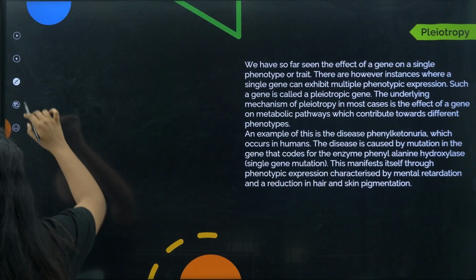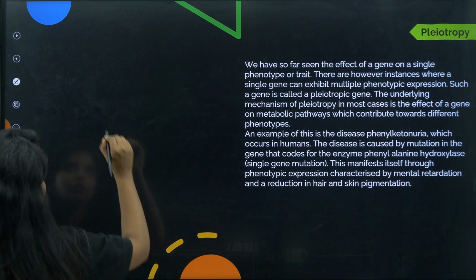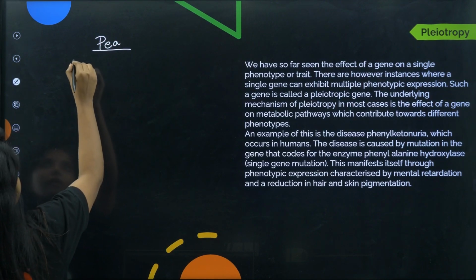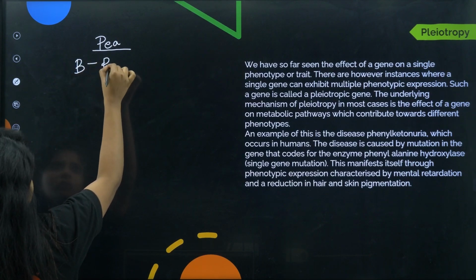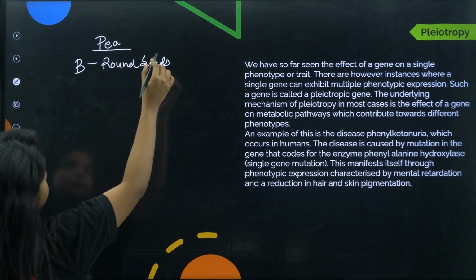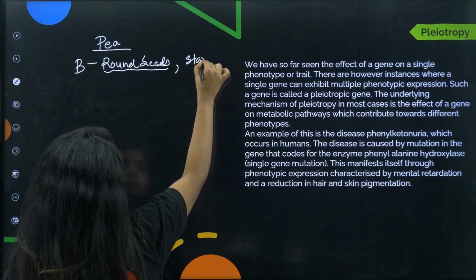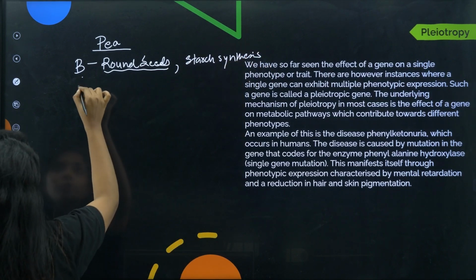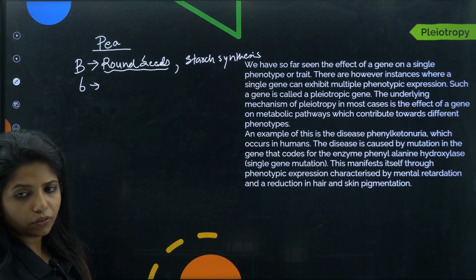Now, going ahead with pleiotropy. Pleiotropy is something that we have already studied when we were talking about pea plants. But let's try to remind ourselves. So we have the pea plant, children, and in this pea plant there was capital B which was responsible for round seeds, and it was also responsible for starch synthesis. There is small b.